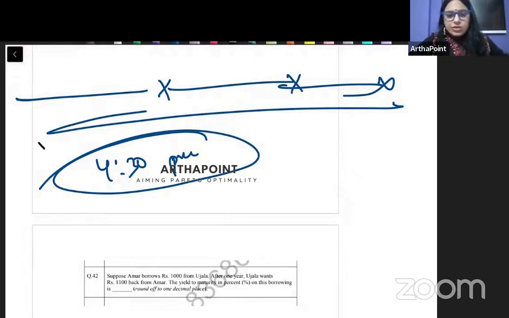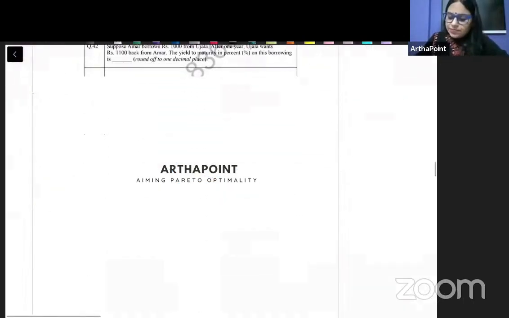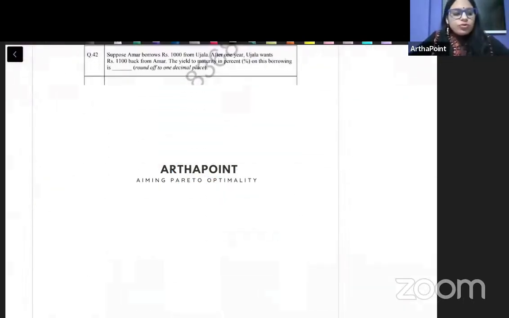Okay, let's continue. Question number 42. What are they saying, beta, in the question? Let's say suppose Amar borrows rupees 1,000 from Ujla, and after 1 year Ujla wants 1100 back from Amar. The yield to maturity is nothing, just the interest rate. That is what we have to find. What is yield to maturity? The return that he has got. So finding the return is very easy, beta, right?